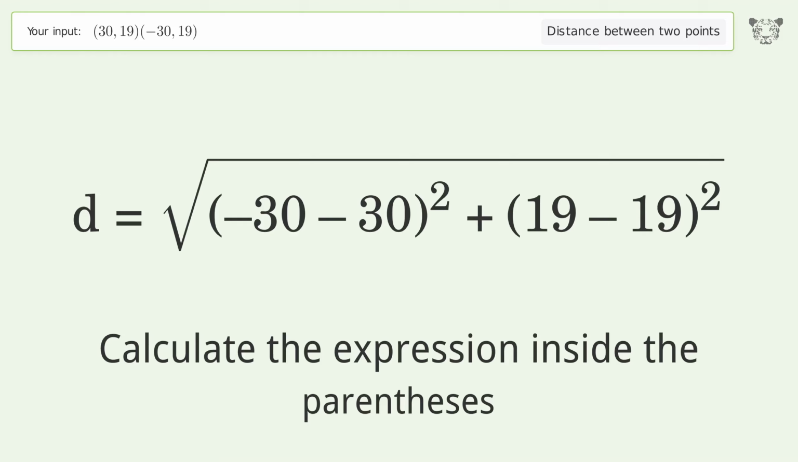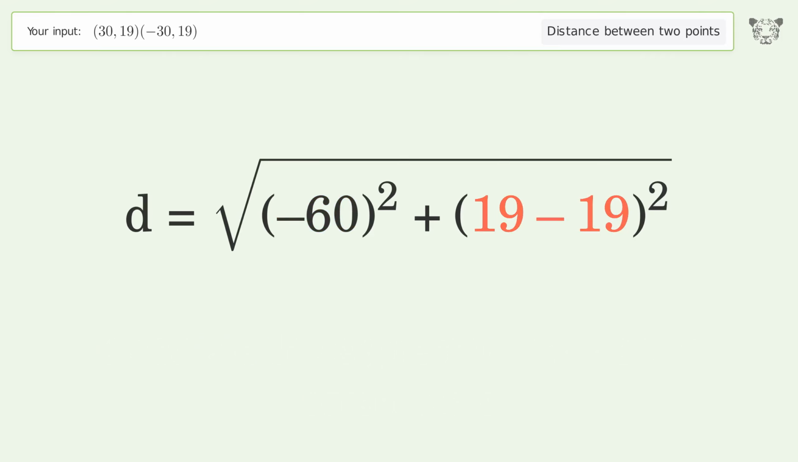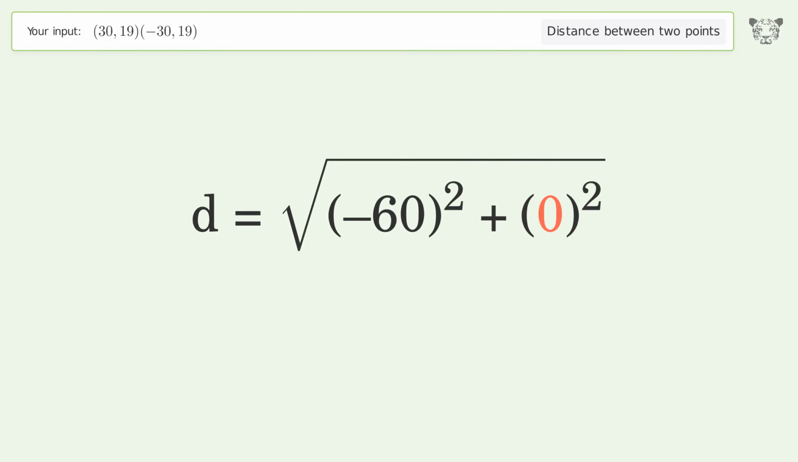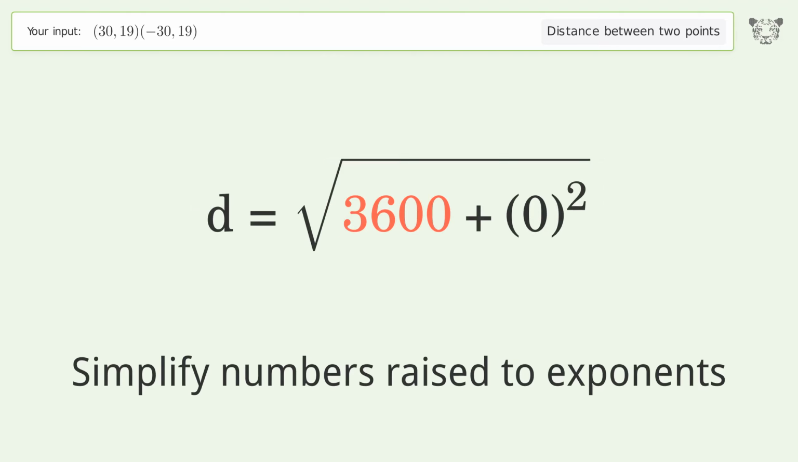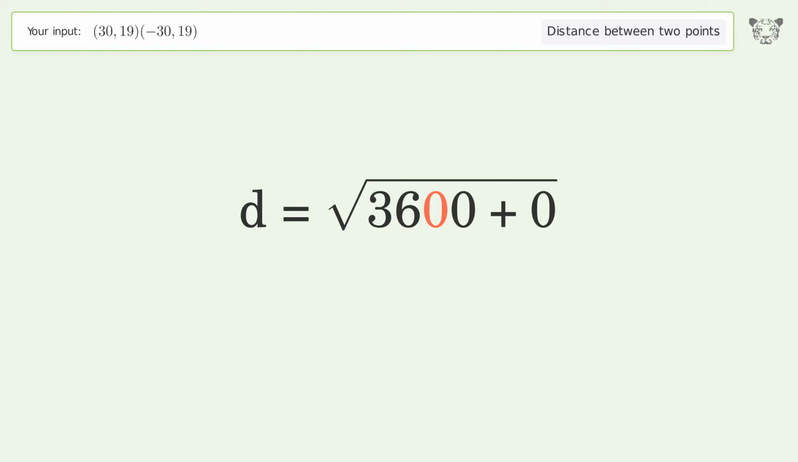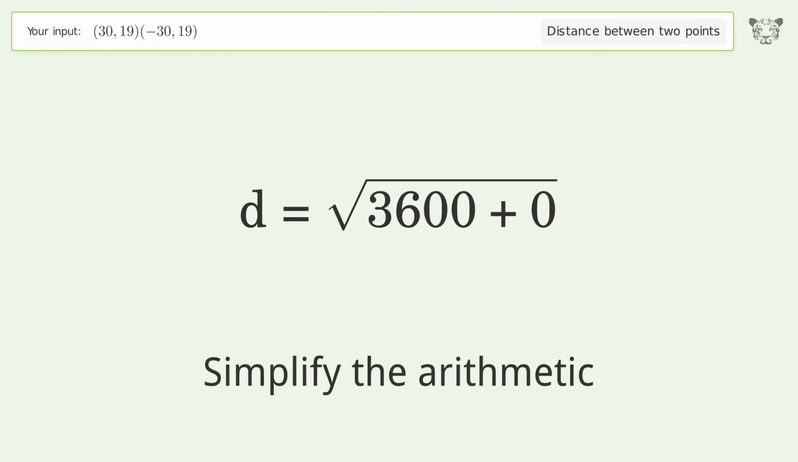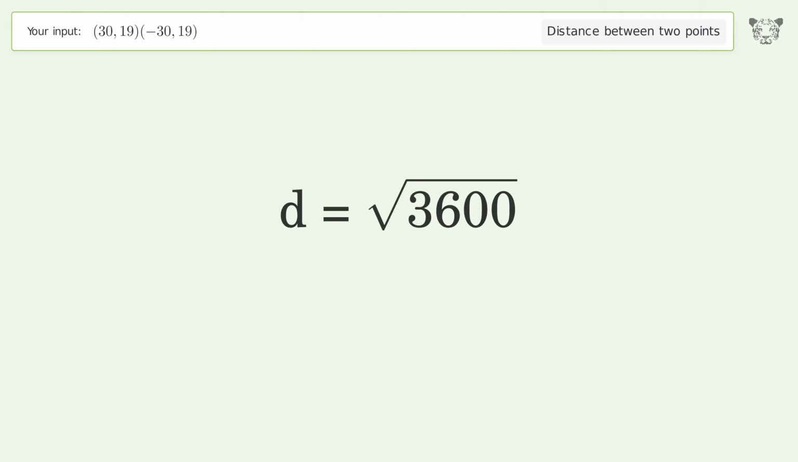Calculate the expression inside the parentheses. Simplify numbers raised to exponents. Simplify the arithmetic. And so the distance between the 2 points is the square root of 3,600, or 60.